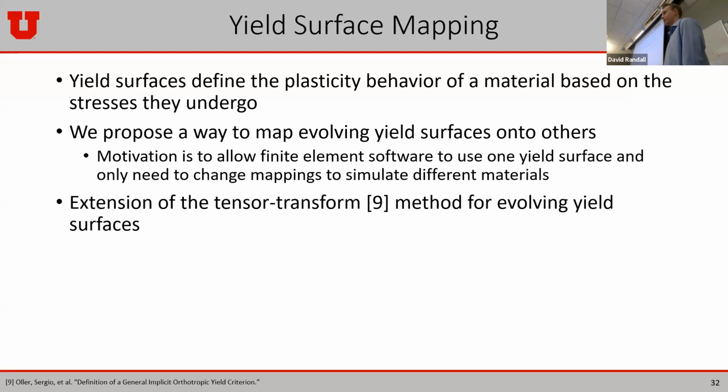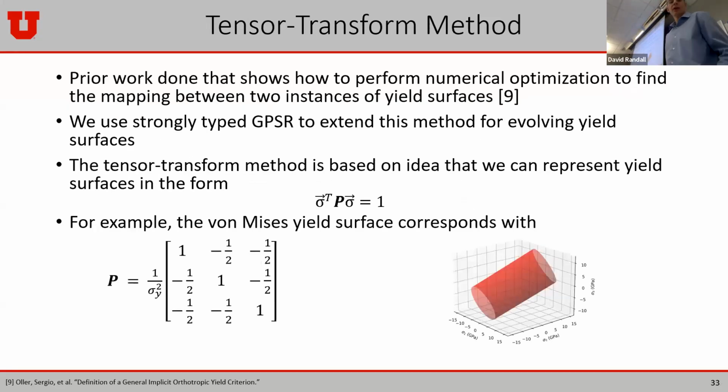So the motivation behind this is that some material simulation software can have a model of one material, and instead of having to change that model for every different material, we can provide it with a mapping that takes its existing model and maps it to another material rather than having to change that underlying model. So we propose an extension to a prior work called the tensor transform method, which I'll describe. The tensor transform method finds a way to map a static yield surface onto another one. However, we're interested in extending this to the case where the yield surfaces can change or expand.